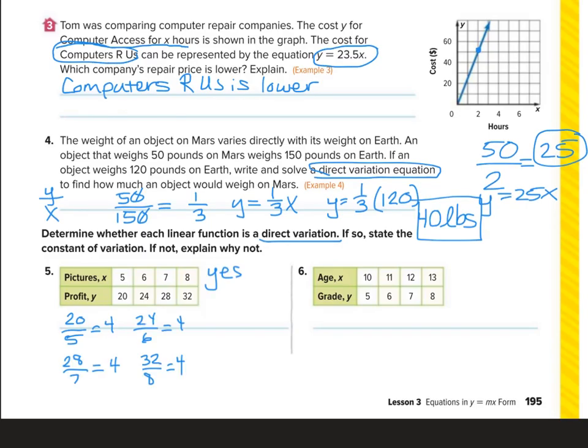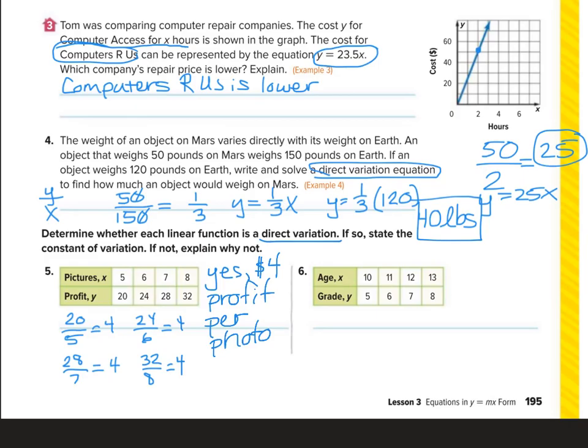So for number 5, answering the question, determine whether each linear function is a direct variation: yes, it is a direct variation, and the constant of variation is 4, because y over x is always equal to 4. So I wrote $4 profit per photo.